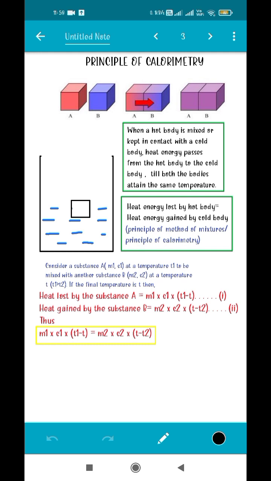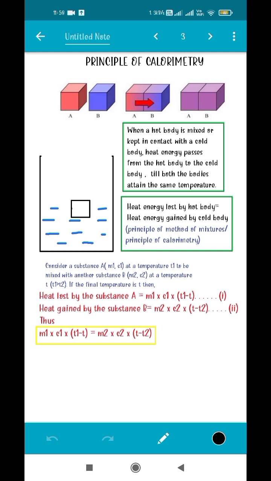This happens even when we put ice cubes in hot water. After some time we will see that the hot water has cooled down. Why? Because ice is taking the heat. Always heat will pass from the hot body to the cold body. So ice is taking the heat from the water. So heat energy which is lost by a hot body is equal to the heat energy which is gained by a cold body. This is known as the principle of calorimetry, or the principle of method of mixtures.